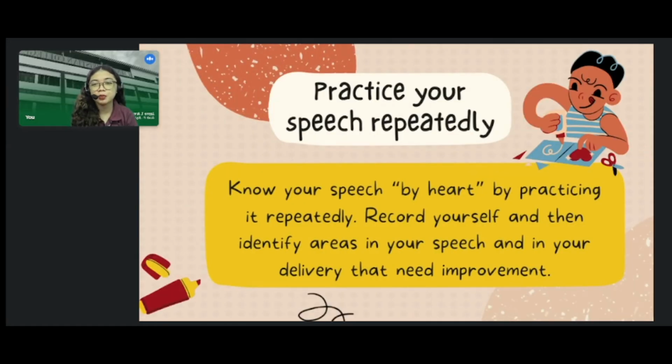Practice your speech repeatedly. Know your speech by heart by practicing it repeatedly. Record yourself and then identify areas in your speech and in your delivery that need improvement. Miss JV, do we need to practice pa kahit niriread na lang naman namin yung speech namin? Yes, of course. Because in reading from a manuscript, like what I've said, one of the disadvantages of reading from a manuscript na you will sound mechanical or unnatural because you are reading from a manuscript.